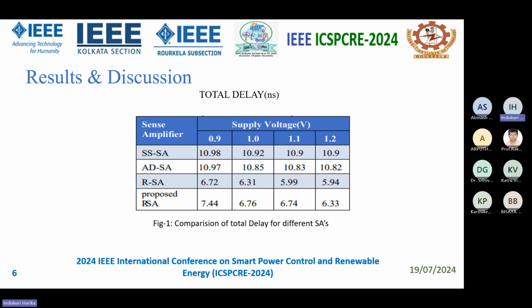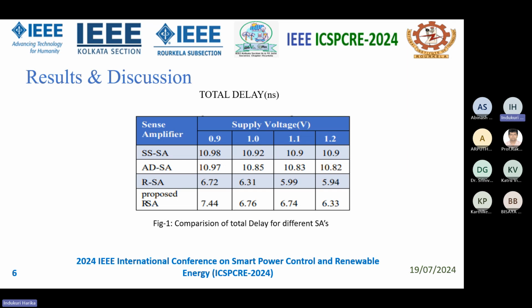In the results and discussion, first we will see the parameters for total delay. Total delay is a combination of bitline discharge delay and sensing delay. Bitline discharge delay is defined as the time interval between the moment when the read operation is completed and the bitline voltage drops below a certain threshold voltage, typically half of the supply voltage, during the discharge phase. Similarly, sensing delay is the time taken for a circuit to detect a change in the input signal and produce a corresponding output.